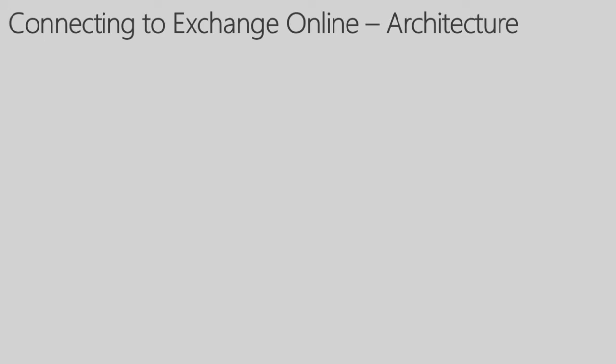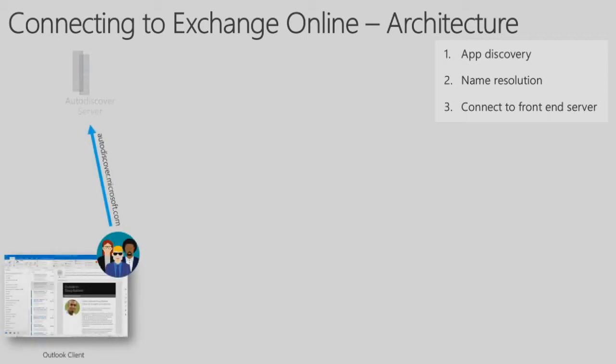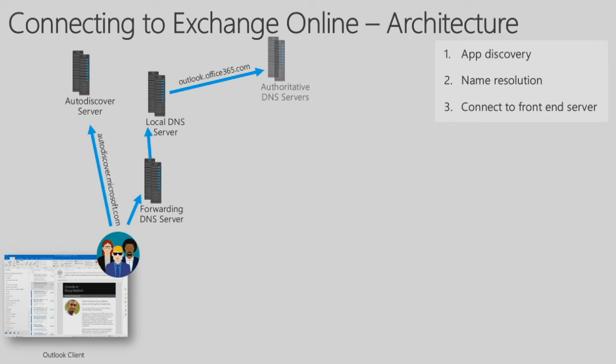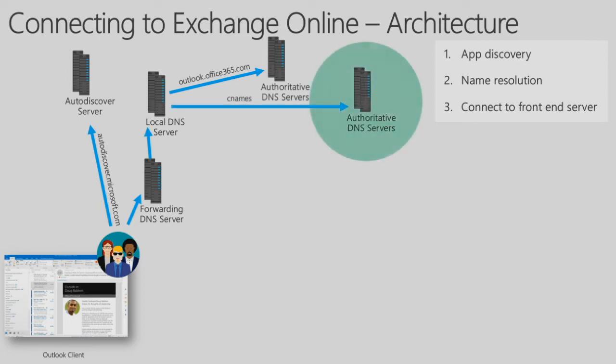So first, at a high level, there are three parts to identifying a cafe server that Outlook wants to connect to. First, we've got app discovery, and then name resolution, and connecting to the cafe server, or the client access front-end server. So your Outlook client is going to do app discovery by using Autodiscover, and for Office 365, almost all of these are going to point to outlook.office365.com.